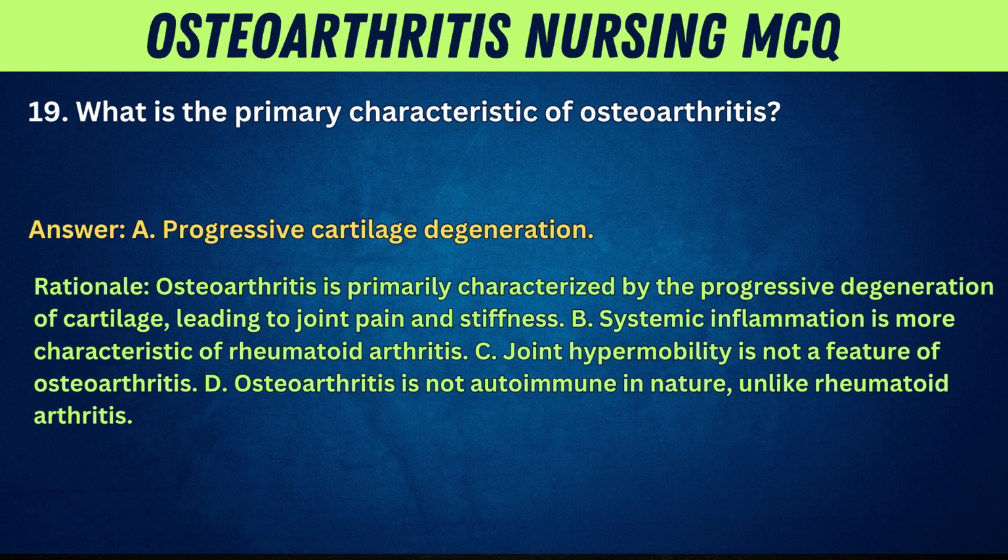B. Systemic inflammation is more characteristic of rheumatoid arthritis. C. Joint hypermobility is not a feature of osteoarthritis. D. Osteoarthritis is not autoimmune in nature, unlike rheumatoid arthritis.